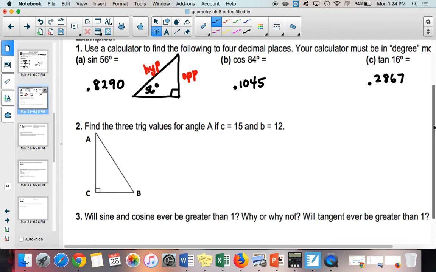All right, find the three trig values for angle A if C is equal to 15, B is equal to 12, and A we don't know. So how do we find A? Well, we could go back to A squared plus B squared equals C squared. Just make sure your C is your hypotenuse. So we have A squared plus 12 squared equals 15 squared.